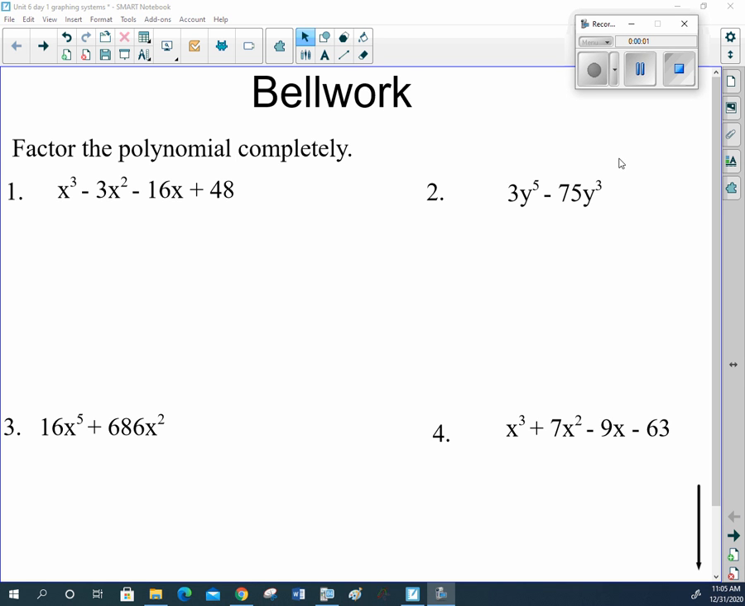Okay, in this section 6, we're going to be doing systems of equations, and today we're going to do systems by graphing. But before we do that, we're just going to do a quick review of our factoring. Remember, factoring never goes away, and we got to know how to factor.